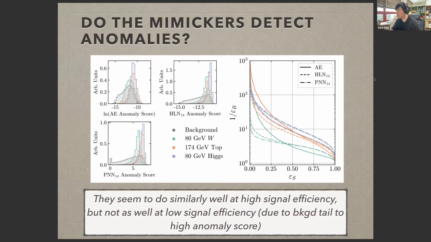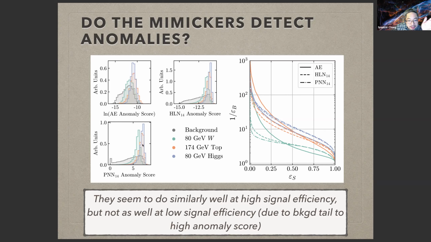Okay, here, mimicker has better performance at high signal efficiency, right? That's right. Yeah, that's kind of a general feature. Where does it follow from? Yeah, so I think it's because here, in the autoencoder, if I want low signal efficiency, I'm essentially making the cut close to the end of the signal distributions, right? And so here you see that there's a good separation between the end of the signals and the background distribution for the autoencoder.